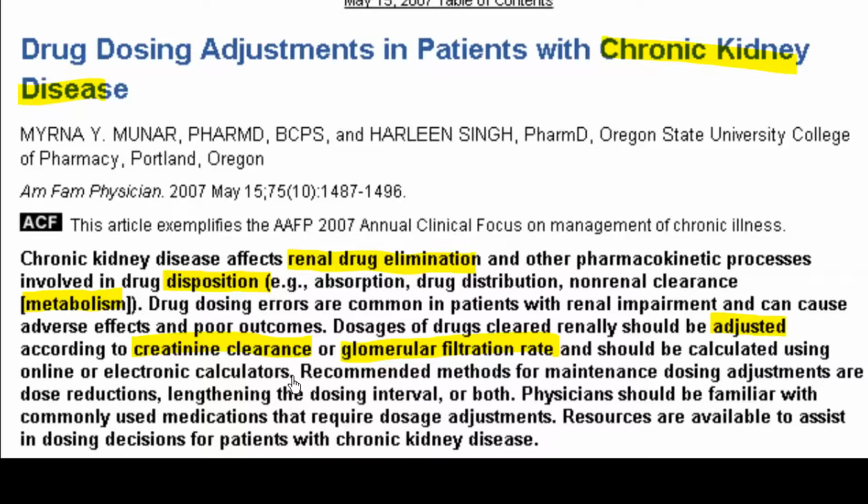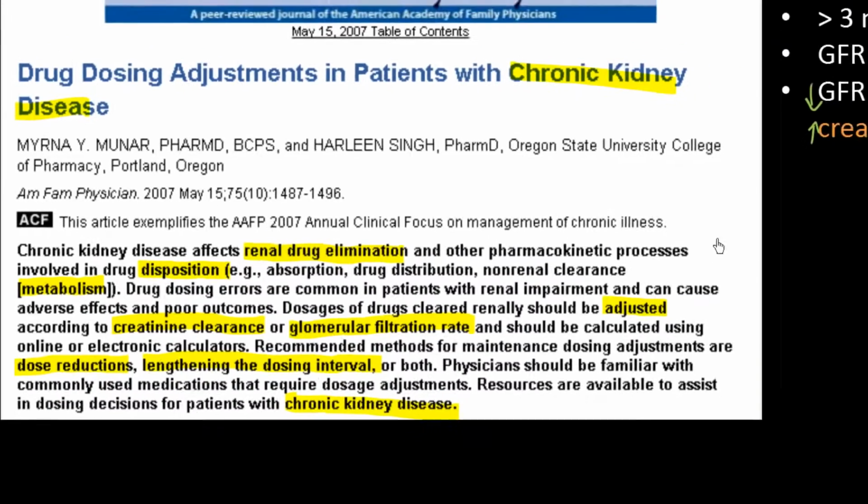Recommended methods for maintenance dosing adjustments are dose reductions and lengthening of the dosing interval. So if we are not eliminating the drug, then we need to decrease the dosage because the concentration of that drug or the concentration of its metabolites can go up. Physicians, and here they're referring to family physicians, but really all physicians, should be familiar with commonly used medications that require dosage adjustments. Resources are available to assist in dosing decisions for patients with chronic kidney disease. So now you see why this is important.